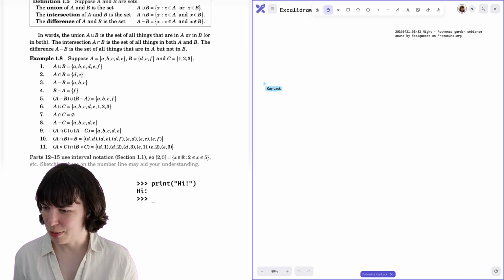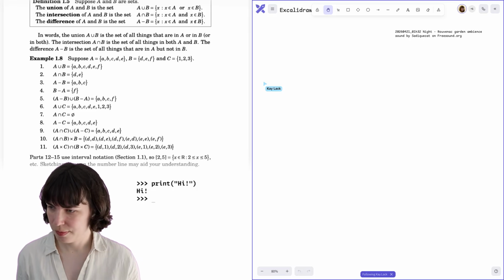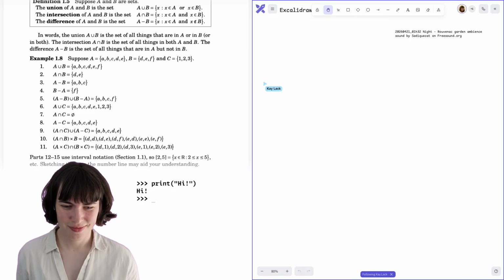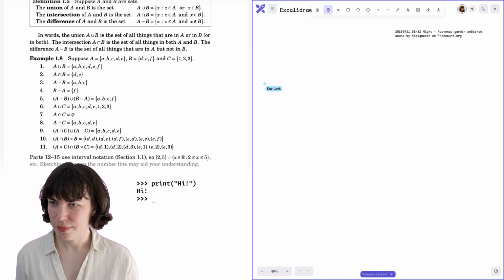Just going to do some window management, which is not working at all. There we go.